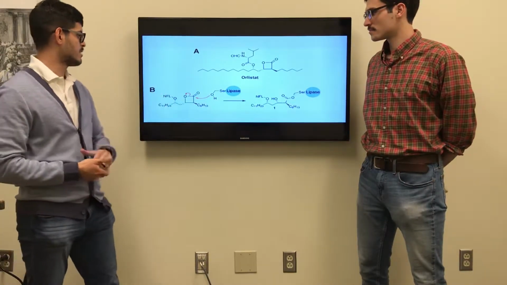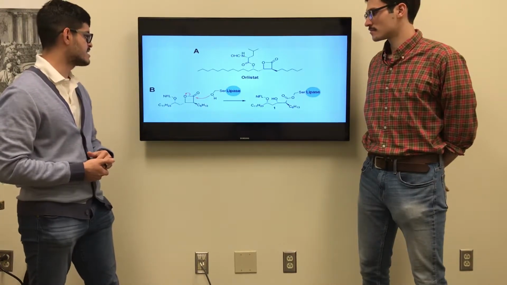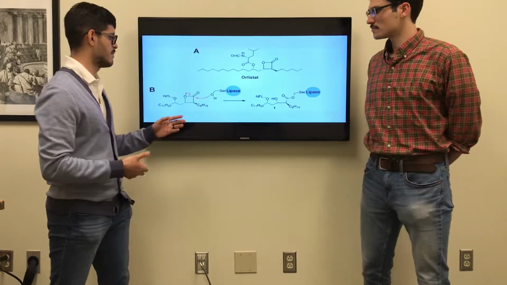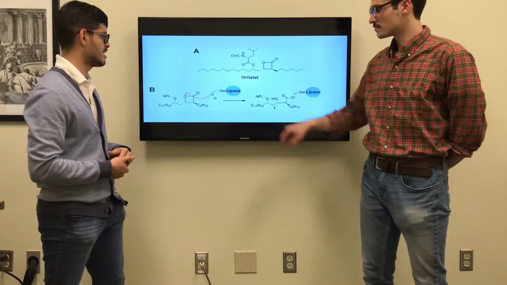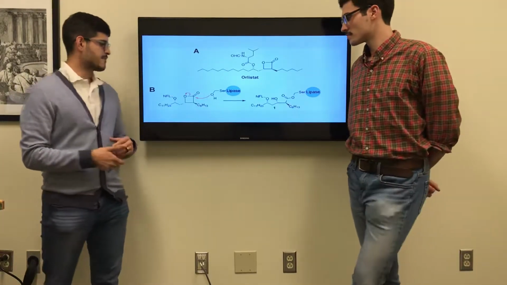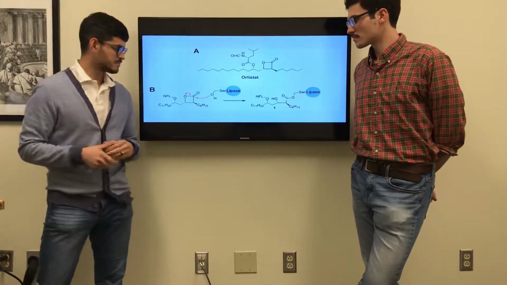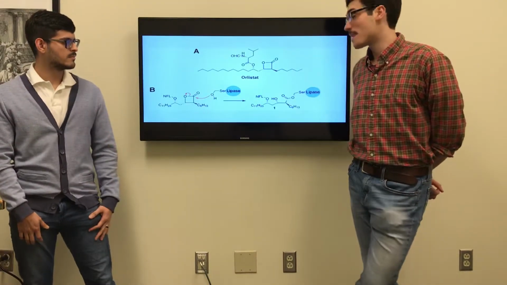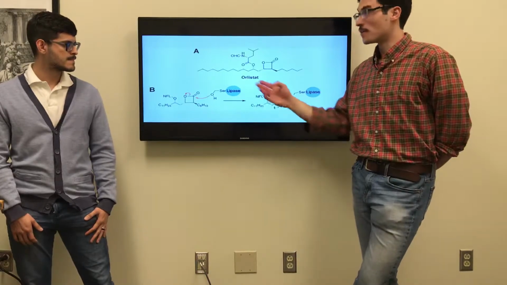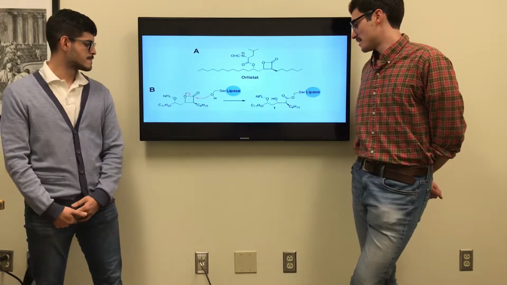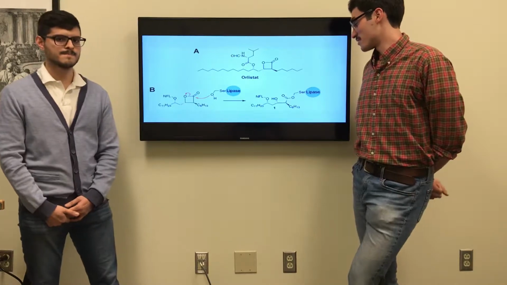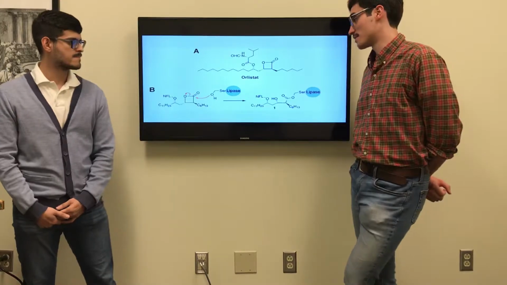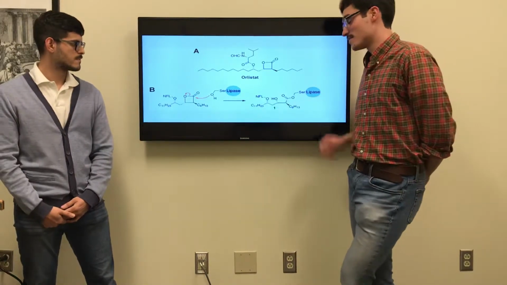So here's an image of what orlistat looks like, and again you can see that it interacts with the serine of the lipase, and so it will prevent the hydrolysis. This forms a covalent catalytic bond in serine 152, and it is non-reversible, so the lipase is unable to function after orlistat binds in that active site.